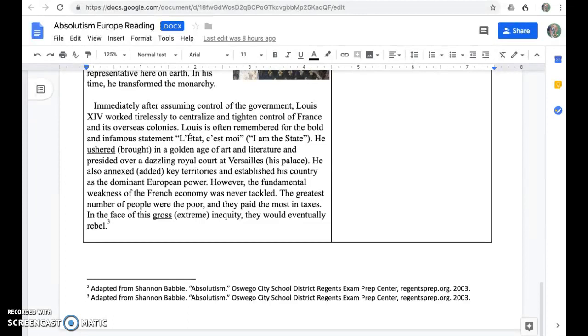He ushered or brought in a golden age of art and literature, and presided over a dazzling royal court at Versailles, which was his palace. He also annexed or added key territories and established his country as the dominant European power. However, the fundamental weakness of the French economy was never tackled. The greatest number of people were the poor, and they paid the most in taxes. In the face of this gross or extreme inequity, they would eventually rebel.